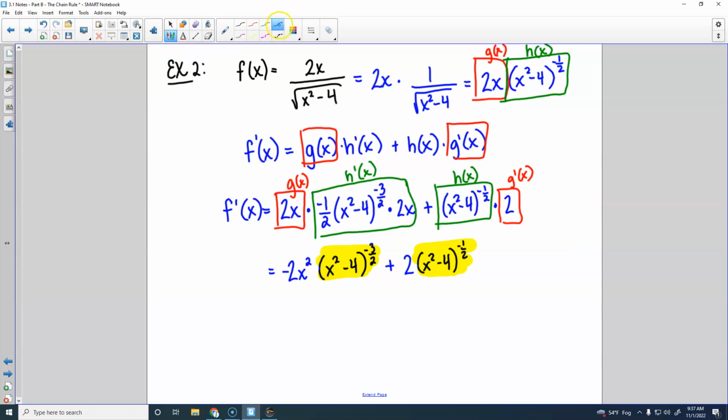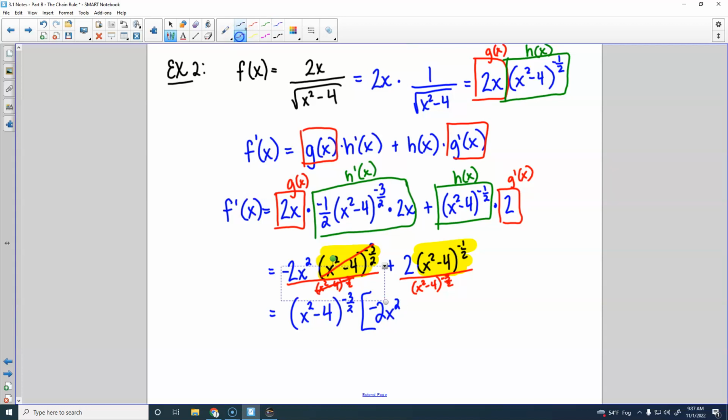So I'm going to try to factor out an x squared minus 4 to the negative 3/2. Which means what I'm doing is I'm dividing this term by x squared minus 4 to the negative 3/2 and this term by x squared minus 4 to the negative 3/2. All right, over here it's pretty simple. What happens, that x squared minus 4 to the negative 3/2 is just being taken out. They cancel. You've got negative 2x squared left from that first term.